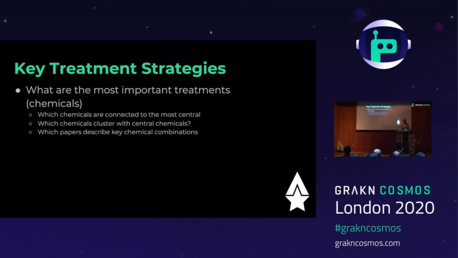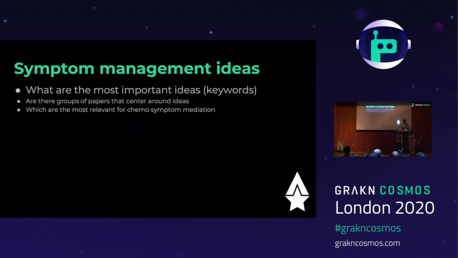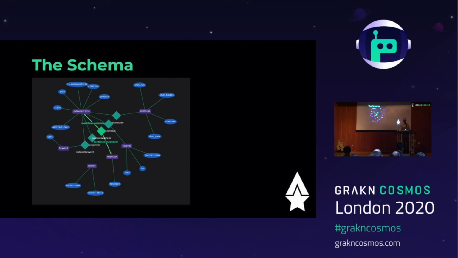Key treatment strategies, that was one idea. I want to classify key treatment strategies. And then symptom management ideas, like are there any drugs that we don't know about that people are using in the literature? Either one of those things would be really good to know. This is the schema, so I don't know how clear that is. Basically, here's a paper, and here are the relationships to all the different keywords, chemicals, MeSH terms, right?